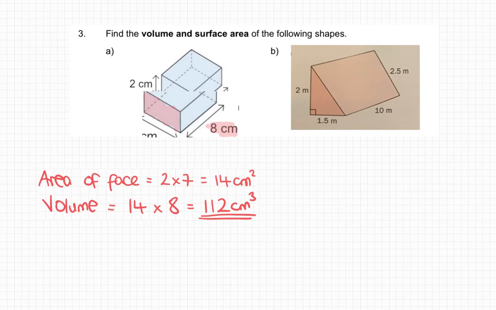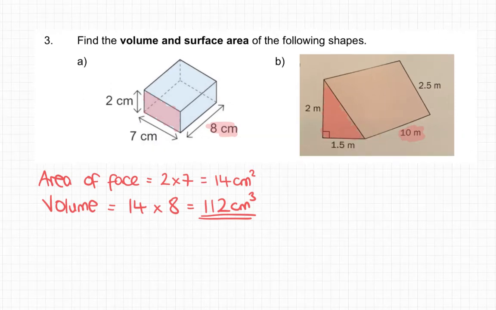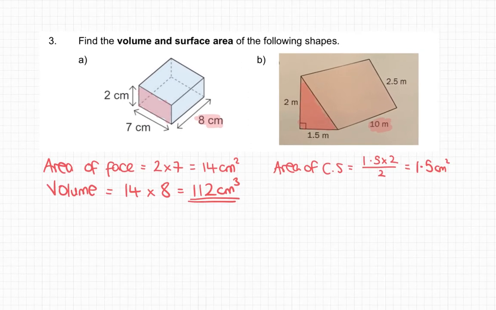If we look at part B and do the volume for that, the volume will be the area of this front face multiplied by how far it goes back, the length of the shape, which is the 10. So the area of the face, or the cross section, is a triangle this time, so it's base times height divided by 2. So 1.5 times 2 is 3, and then divide that by 2, it's 1.5 centimeters squared.